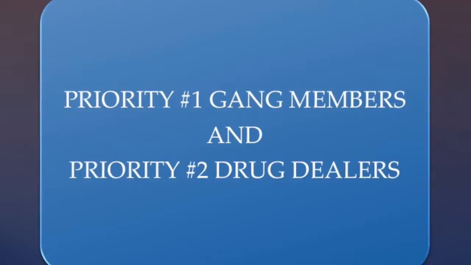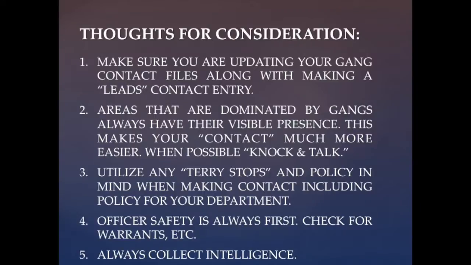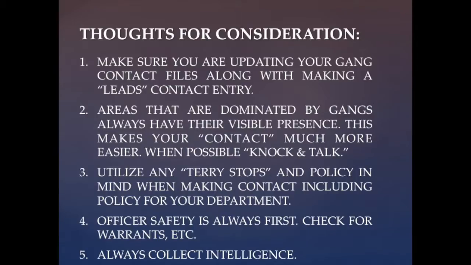Gang members and drug dealers are basically your number 1 goal if you're going to be doing any suppression going on. Here are some thoughts for consideration, and this will probably give you a pretty good idea. Number 1, make sure you are updating your gang contact files along with making entries. That way everything's up to date. So you can hear some thundering going on right now. Areas dominated by gangs always have their visible presence. This makes your contact much easier when possible.